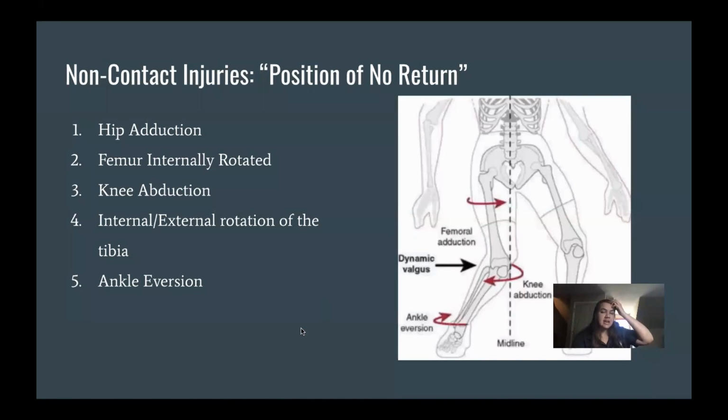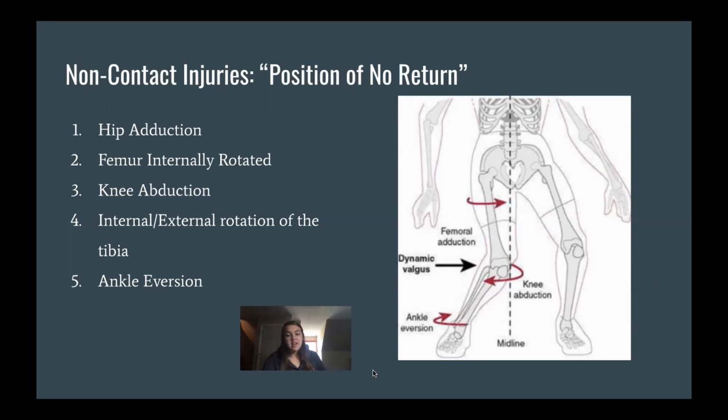So when I'm talking about that plant and cut position, I'm going to move this down here again. In athletic training, we call this position a position of no return just because of how detrimental it can be to your lower extremity and to your ACL. As you can see in the picture, we have hip adduction and femoral internal rotation and adduction. Again, in the picture, you see this dynamic valgus force, a medially directed force, causes the knee to go into abduction. In this picture, the ankle is in eversion, but the tibia can be internally or externally rotated. Usually it's internally rotated, but again, that just depends.